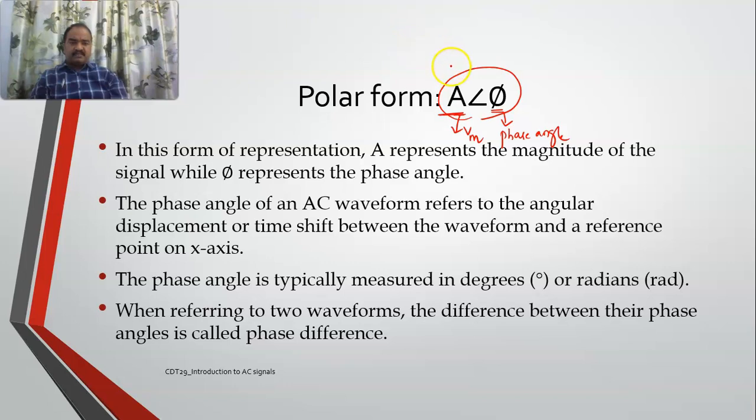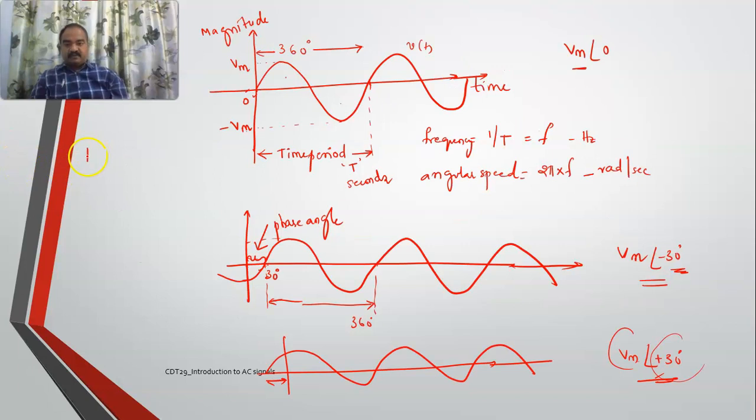This type of representation is called polar form. A at an angle of phi. Okay. See, phase angle refers to angular displacement or time shift between the waveform and the reference points. Normally, this phase angle is measured in either degrees or in radians. Okay. When you do have two waveforms, just like this. Now, let us suppose I do have two waveforms. One waveform is starting like this, and the other waveform is starting like this.